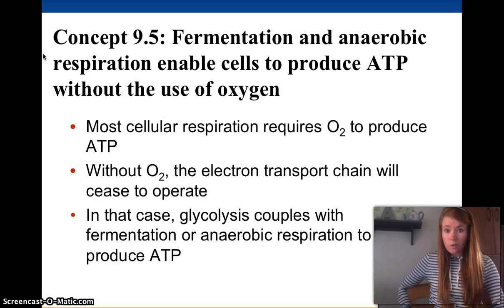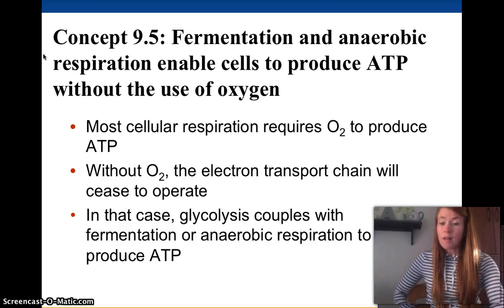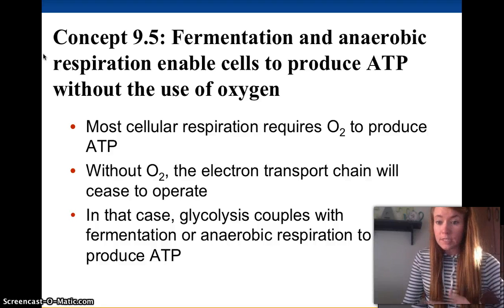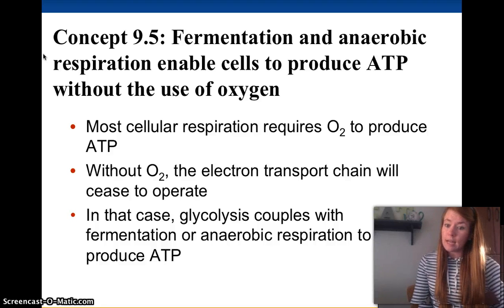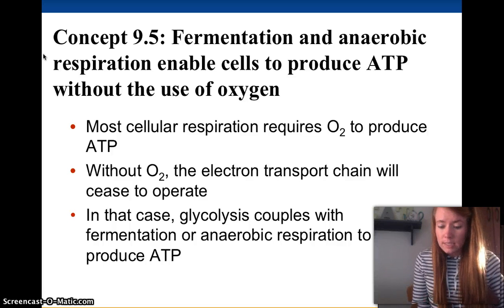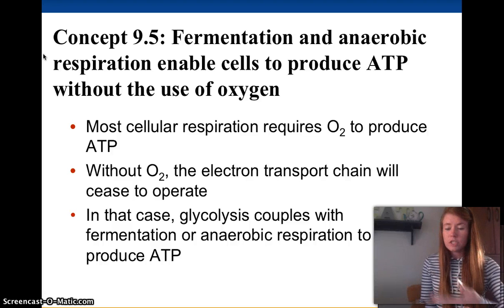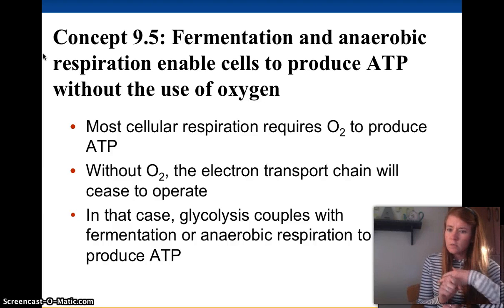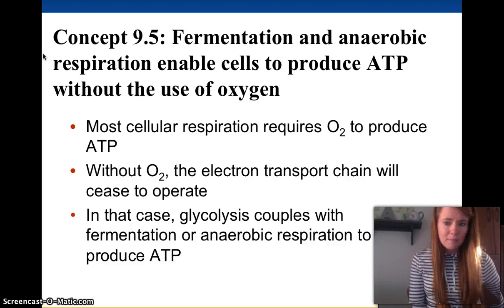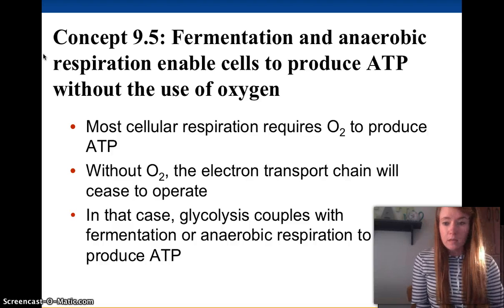What happens if there's no oxygen present? Glycolysis is still going to happen. Glycolysis always happens as the first step to break down glucose and to get energy from glucose. We split our glucose in half. During glycolysis, we get 2 ATP overall via substrate level phosphorylation. We get 2 NADH, and we get pyruvate molecules.